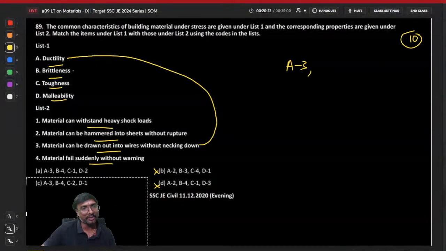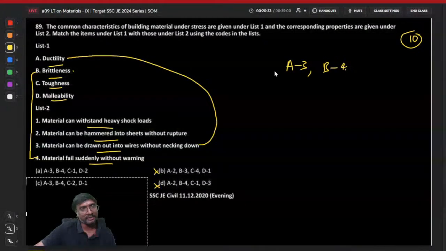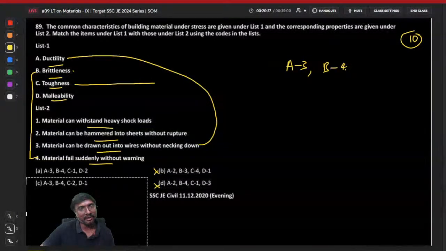Right, now brittleness, what is it? You can say material fails suddenly without giving any warning. That is called your brittleness. So B4 it is matching. A3, B4 it is matching. Next, toughness, what is it? Toughness, you can say it is energy absorbance, na? Absorbing heavy shock loads, na? Impact loads are these shock loads, right? That is only your toughness or not? So C is matching to which one? This is C1, you can say.